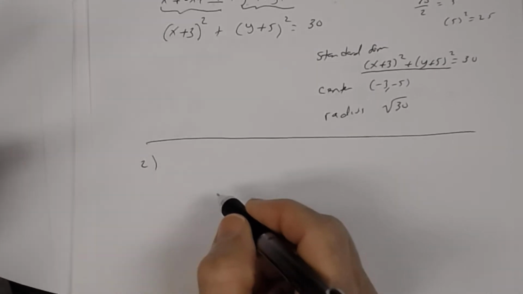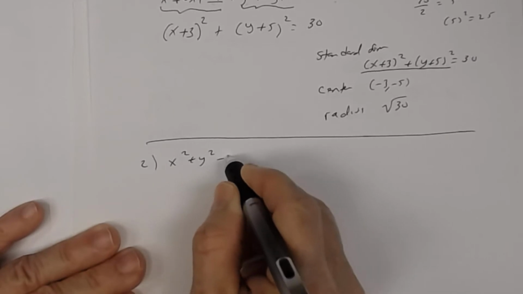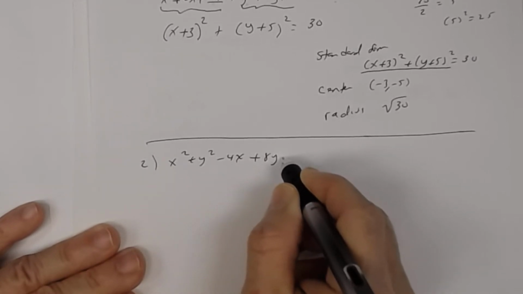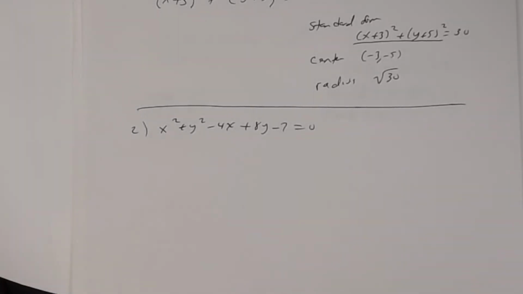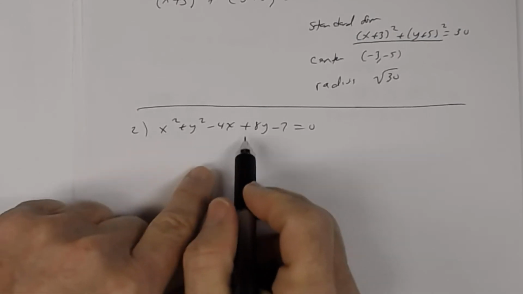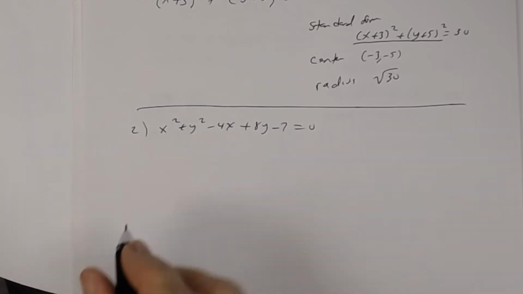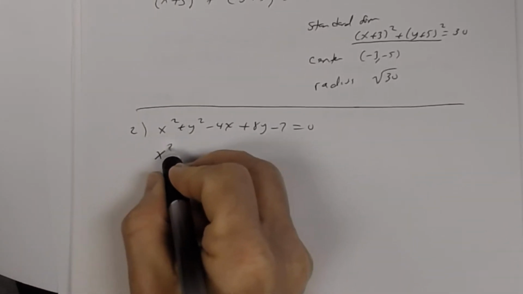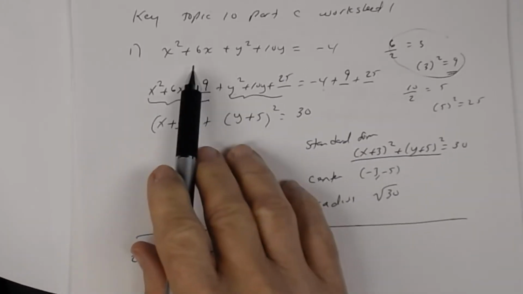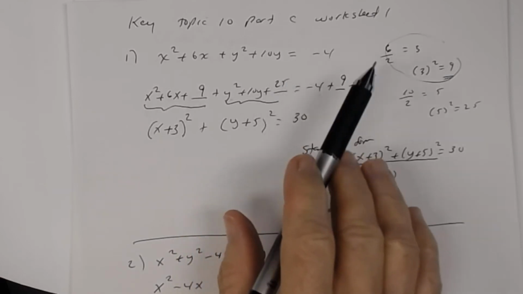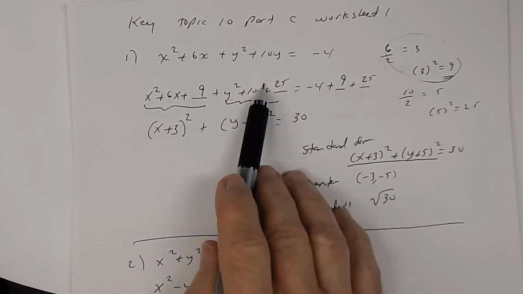Let's look at number 2. So number 2, we have this. It looks like this: x² + y² - 4x + 8y - 7 = 0. Okay, so remember what step 1 said. Step 1 said put all the x's together, put all the y's together, and bring this constant to the other side. So what you're going to do is rewrite this as x² - 4x. Now remember, every time you go from general form to standard form, you're going to be adding a number to both sides twice.